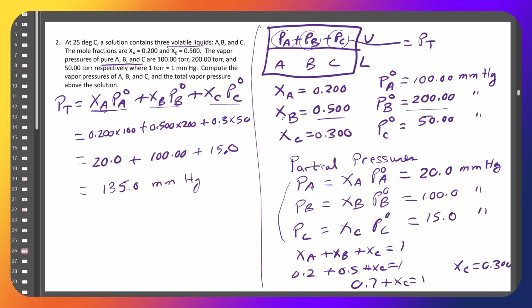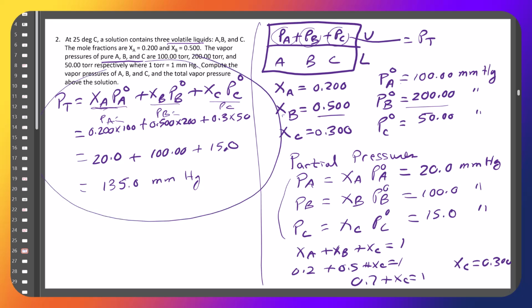You could have done it here and just said this is PA, this is PB, and this is PC. This is really what you need to show on the test. Okay? You don't need to show all the definitions. I'm doing that to try to help you construct the problem. All three are volatile, means that all three of them get into the gas phase. I wouldn't have to tell you they're volatile liquids, because when I tell you that the pure vapor pressures are 100, 200, 50, that means that they're all going into the gas phase. They're all volatile. Let's look at the next problem.